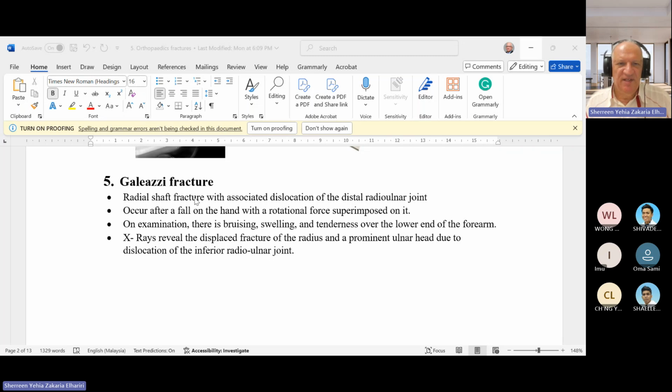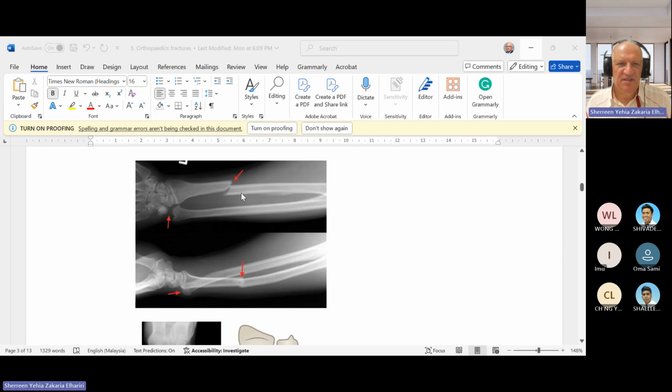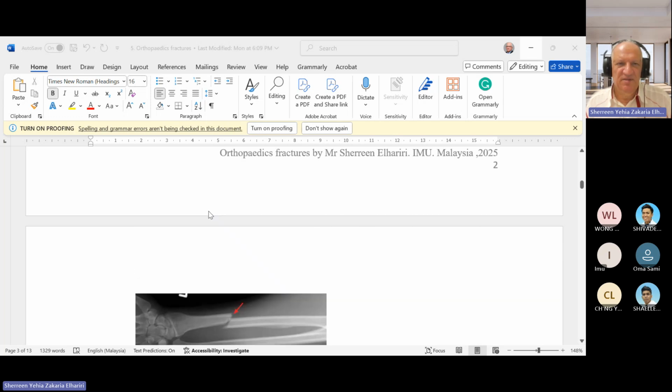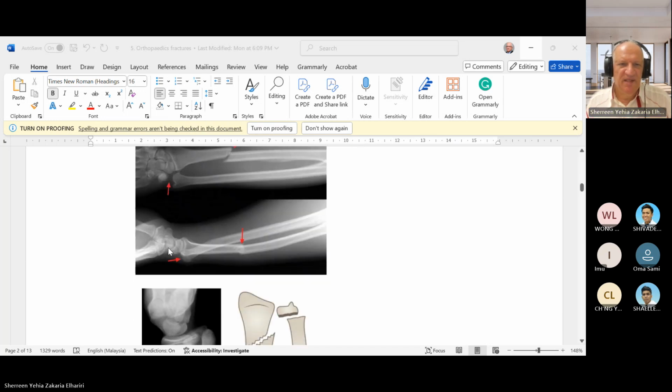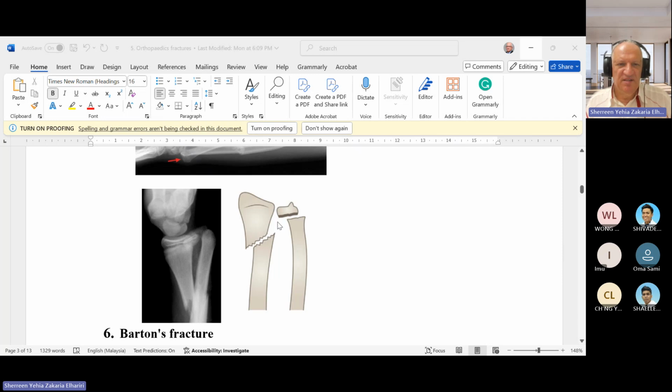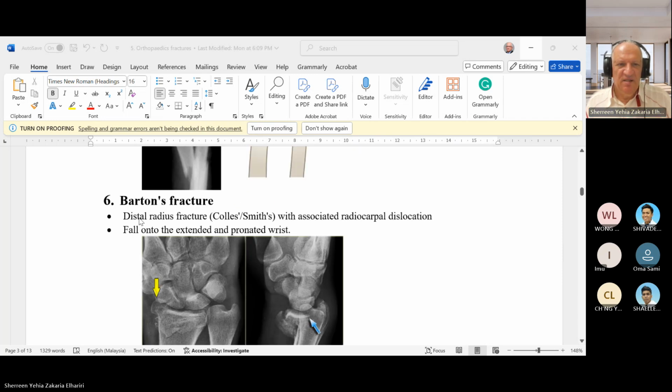It is a radial shaft fracture with dislocation of the distal radioulnar joint. So a distal fracture here and dislocation here. So a distal fracture of the radius and dislocation. Of course, it's the same, a fall on an outstretched hand. On examination, they have bruising, swelling, and all this, and X-ray is diagnostic. So this is fracture and dislocation. Distal radius fracture can be associated with radiocarpal dislocation. So the dislocation of some of the carpal bones, we call it Barton fracture.